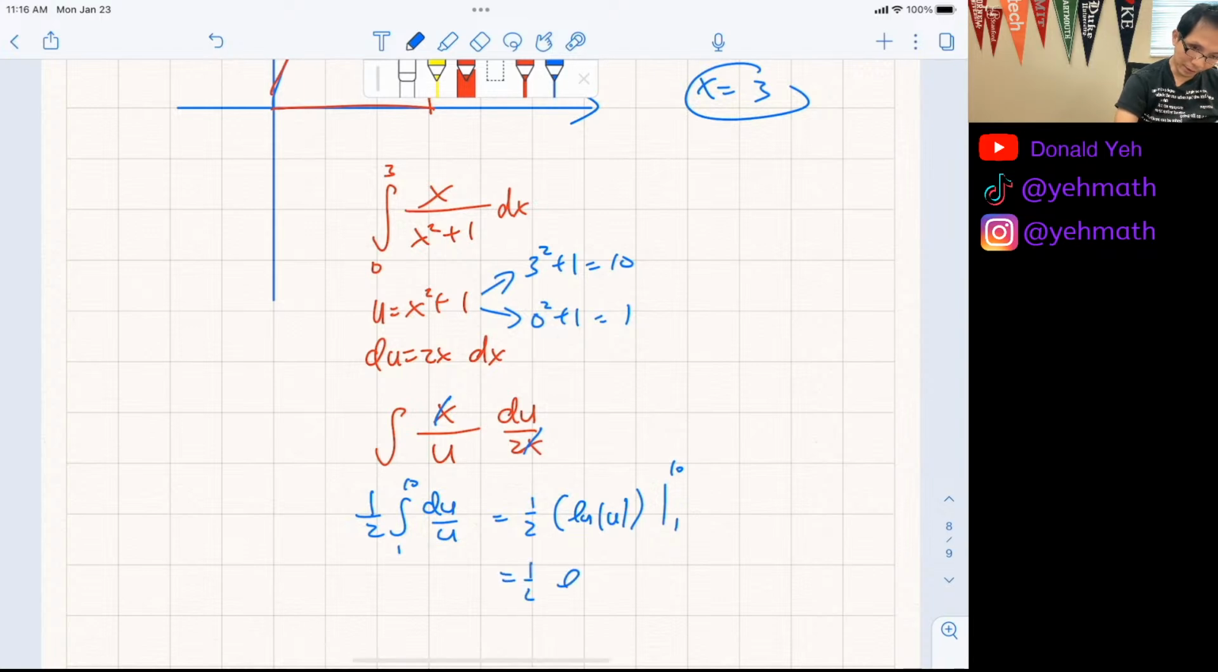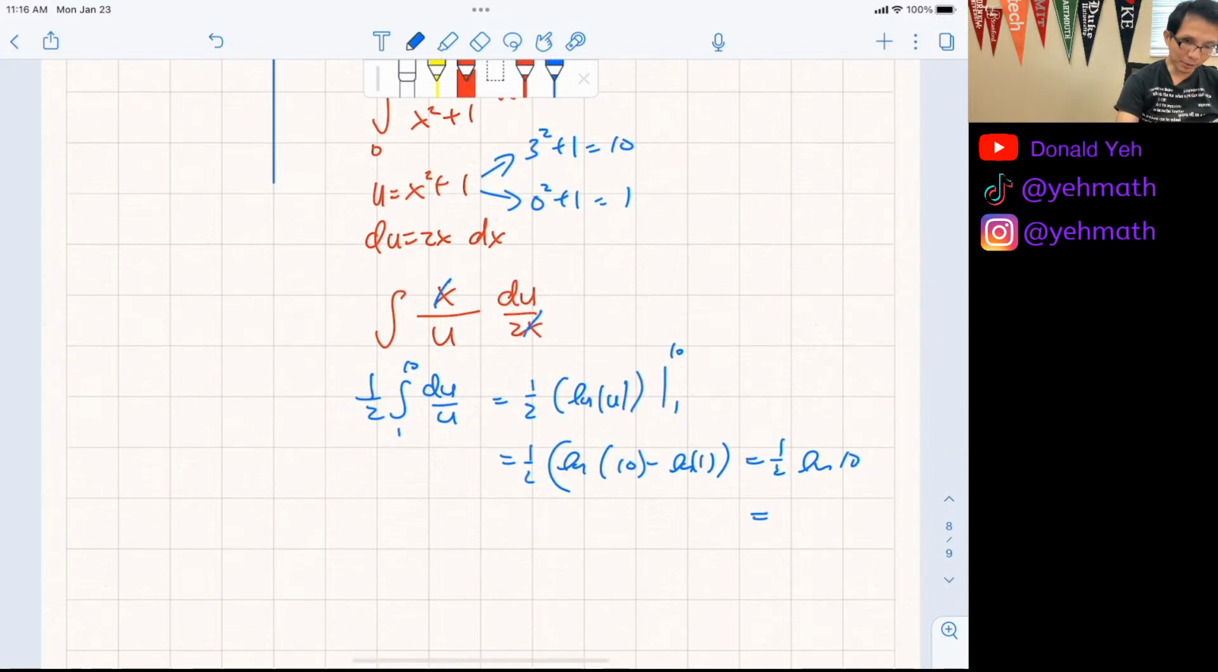So it's 1/2 ln of 10 minus ln of 1, which is equal to 1/2 ln of 10. Why? ln of 1 is what? 0. So you can write this answer as well, just so you know. It's ln of square root of 10, the same answer as 1/2 ln of 10. If you don't believe me, type it in the calculator, you'll see it, because that's the power rule for logarithms.